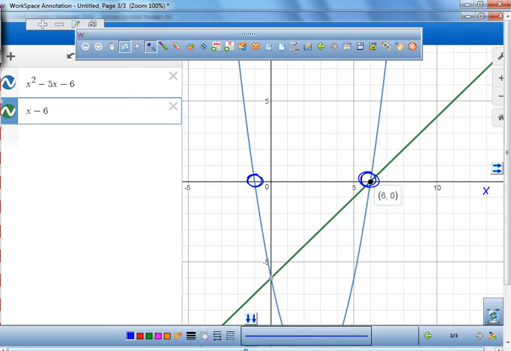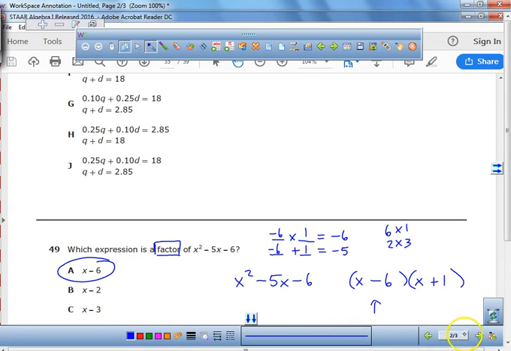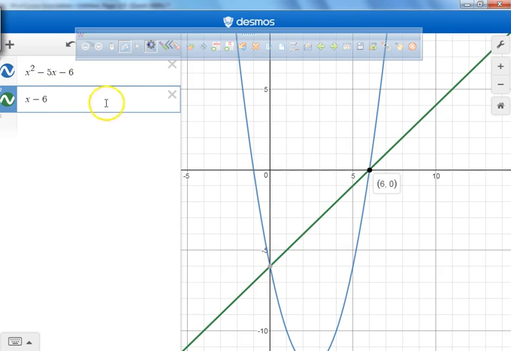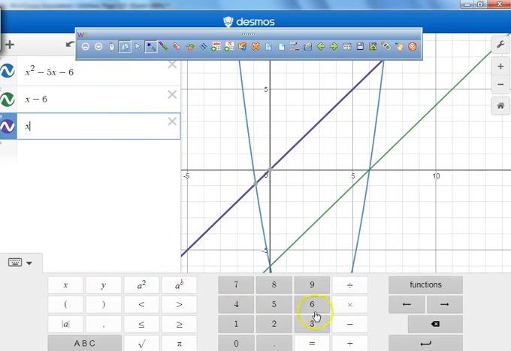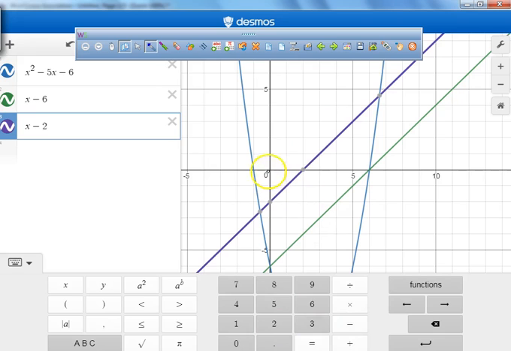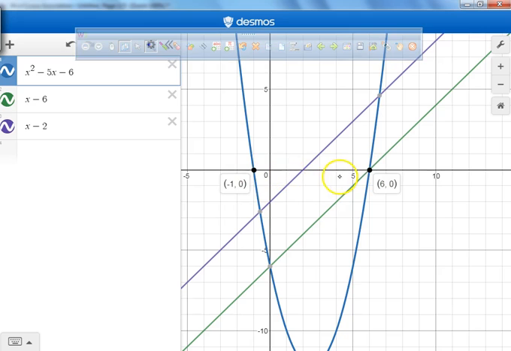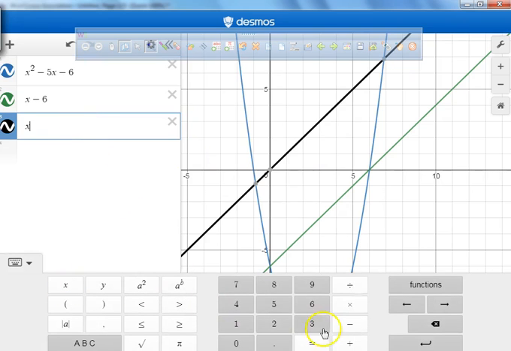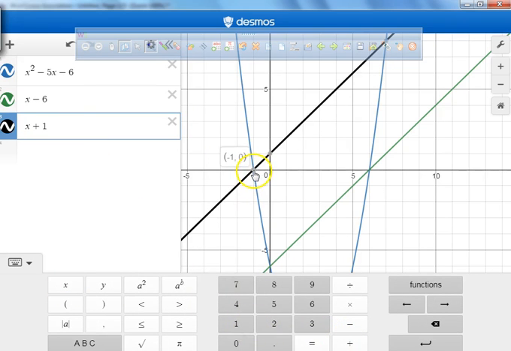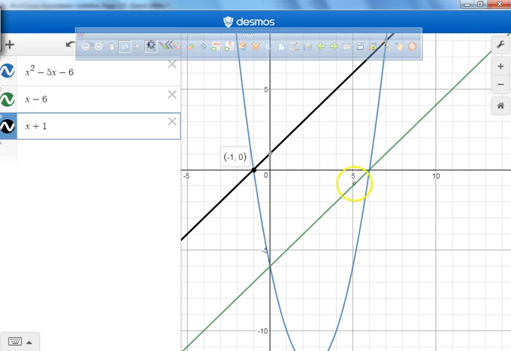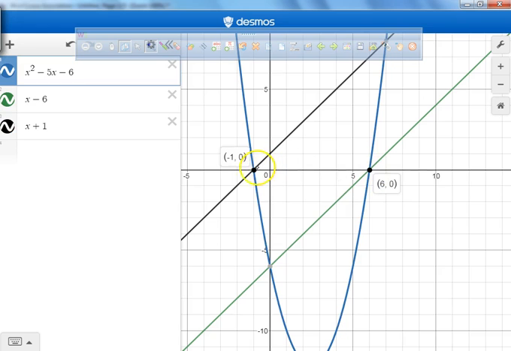Now, let me look at some of the incorrect answer choices. What's one of the incorrect ones? X minus 2. Look what happens when I type in x minus 2. There we go. If I go over here and I type in x minus 2, does that pass through this point or this point? No. All right, what did I say the other answer choice was? X plus 1, right? Look what happens, though, when I type in x plus 1. It goes through the other 0. So what are your answer choices going to do? They're going to pass through either this 0 or this 0.